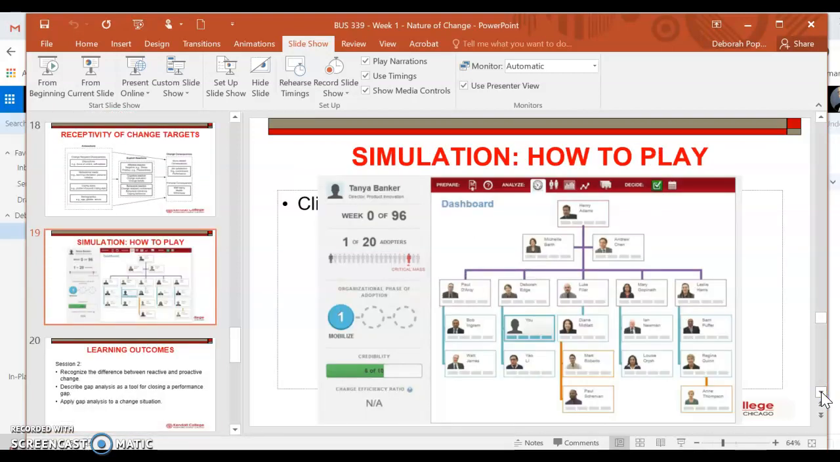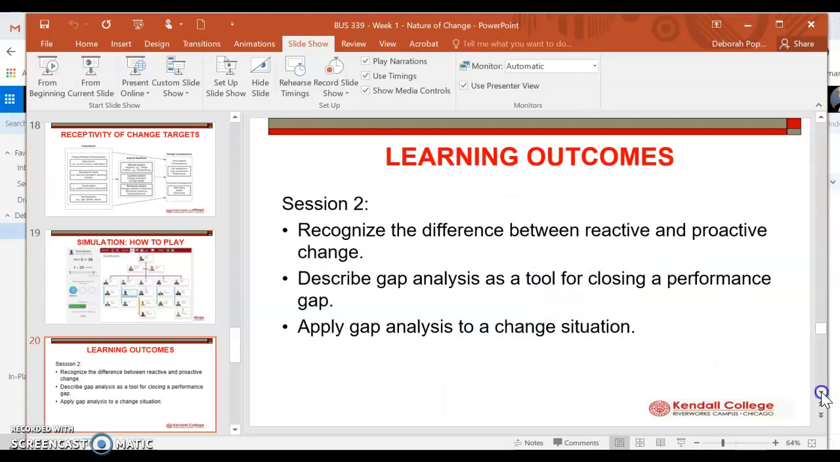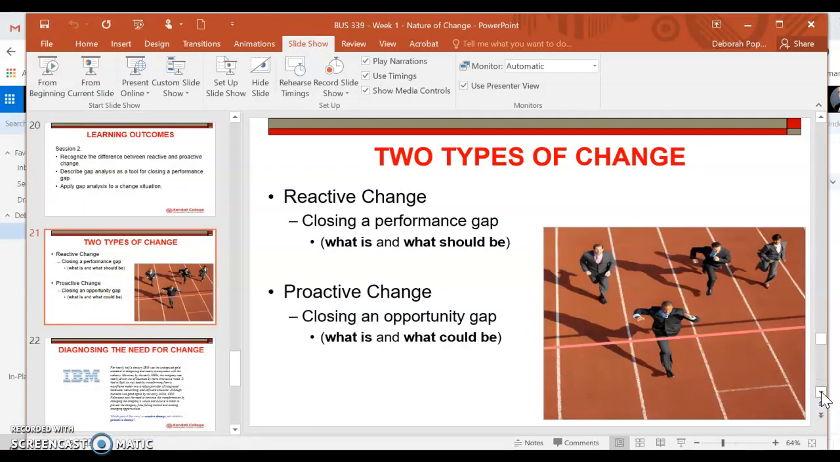So please look at the how to play also on the simulation, and that'll get you familiar with what you're going to be doing over the course of the course. Also, there are two types of change that we'll be really focusing on: reactive change and proactive change.